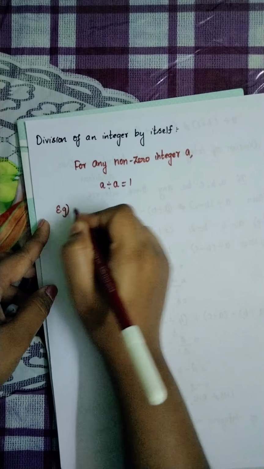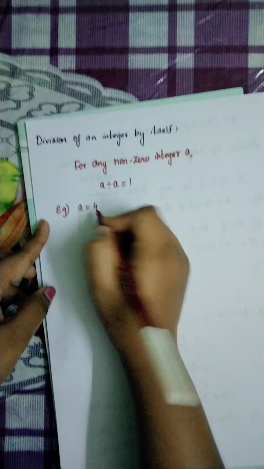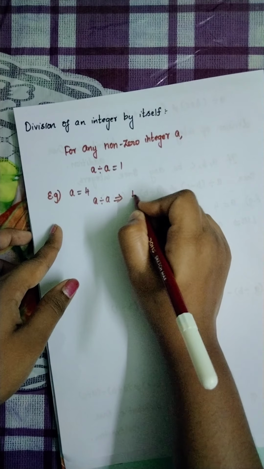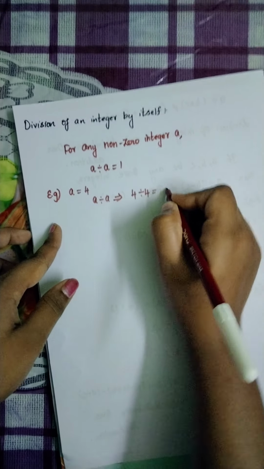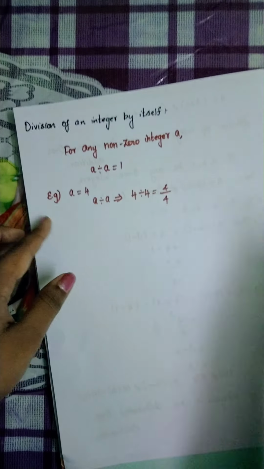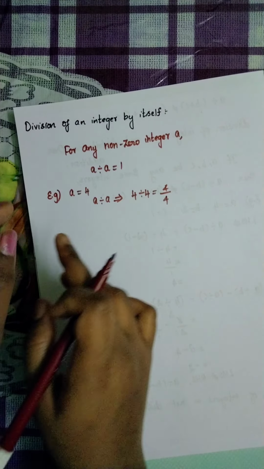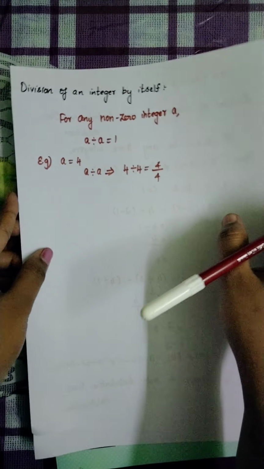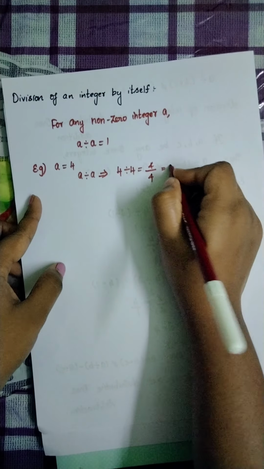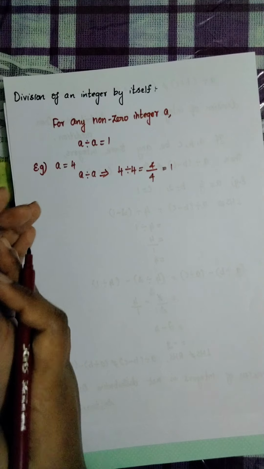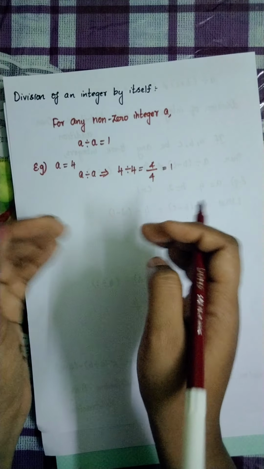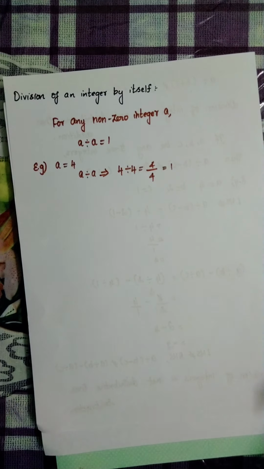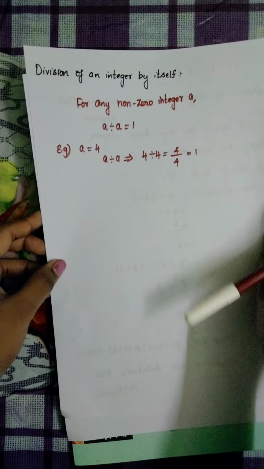For example, the value for A is 4. So A divided by A is 4 divided by 4, that is 4 by 4. Already I told you, when an integer is divided by itself, the answer is 1. So the answer is 1. When the integer is divided by itself, the answer is always 1. Don't forget this, keep it in mind. You can see one more example.